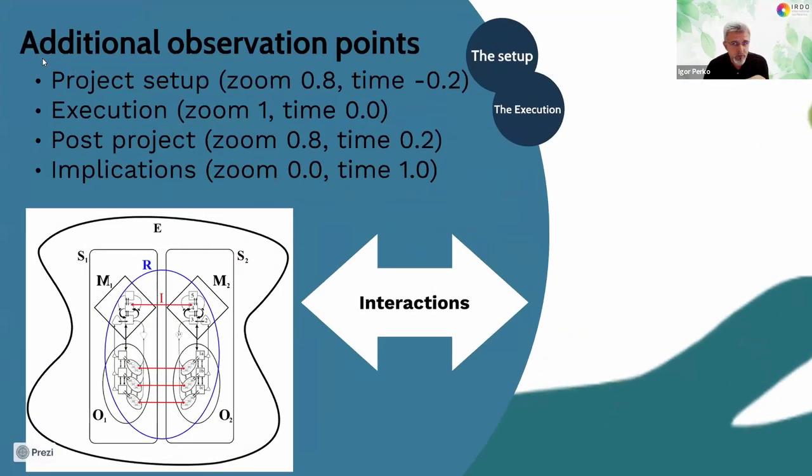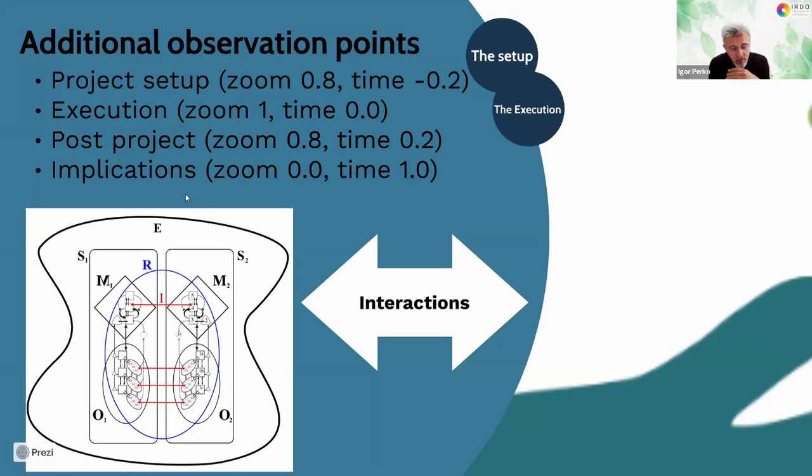Additional observation points. We could, and I know that my time is over, so I will be brief, we could inspect the project setup perspective, which is a little bit zoomed in. You see zoom 0.8, and it is just before the actual execution of the interaction started. We could decide to see the execution. We could decide to see the projects, and we could decide to examine, to observe the implications and just write them down. And the good part is that this is not an objective observation. It is a subjective observation.